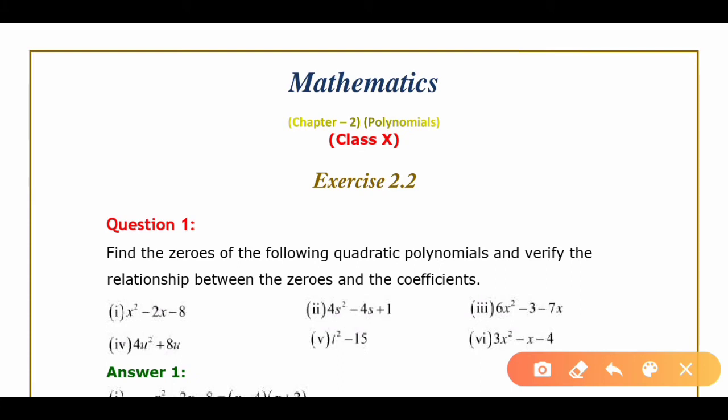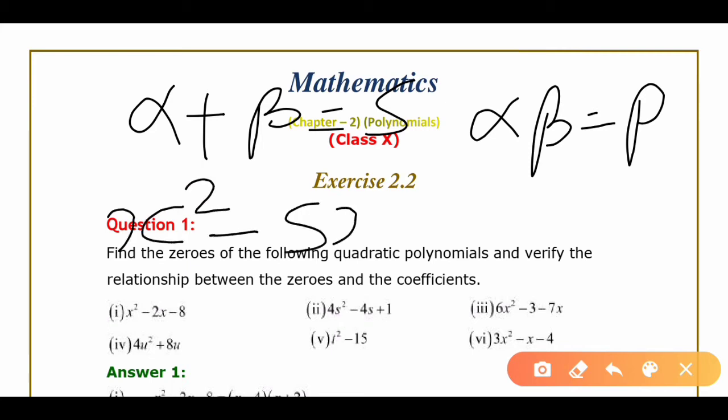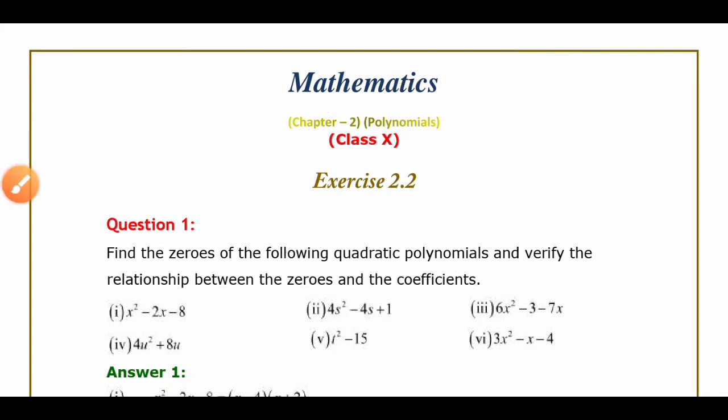Now if we represent the sum of the zeros, alpha plus beta, by s and the product of the zeros by p, then we can write the quadratic equation using the formula x square minus sx plus p equals 0. So you should remember this formula also. Clear? We will use this formula in our numericals. So let's see the first numerical.